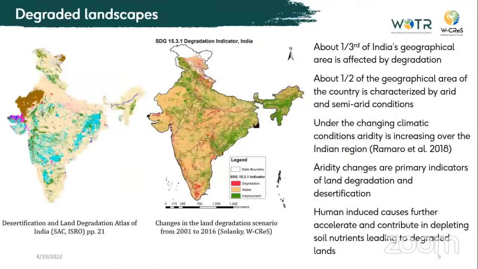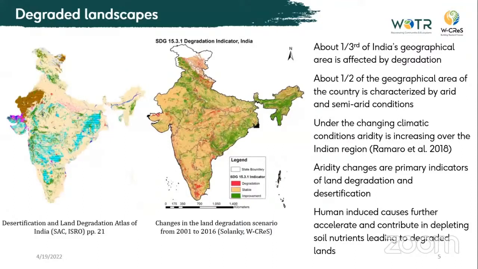So I would like to take you to the degraded landscape of India. We have this desertification and land degradation atlas by ISRO, which has shared a grim picture that around 1/3 of India's geographical area is already degraded. And about half of the geographical area is covered by arid and semi-arid regions. Moreover, the recent studies have shown that the aridity over the Indian geography is increasing. And that aridity change is the primary indicator of land degradation and desertification. And human-induced causes are further accelerating and contributing to the depleting soil nutrients and leading to the degraded lands.